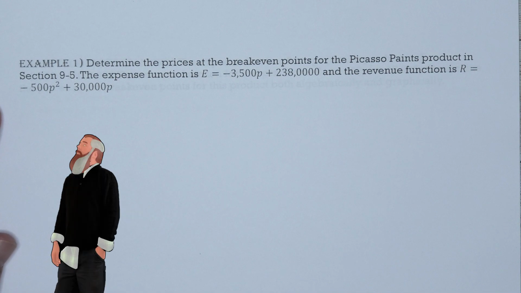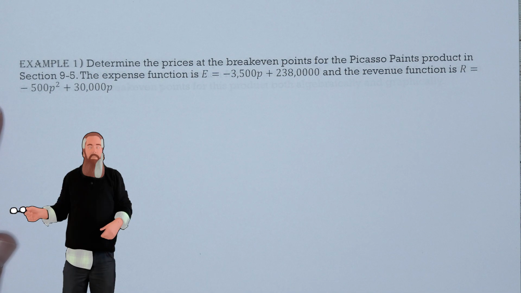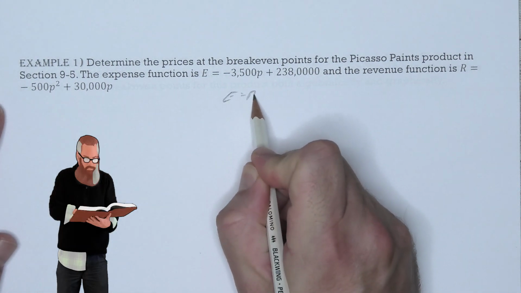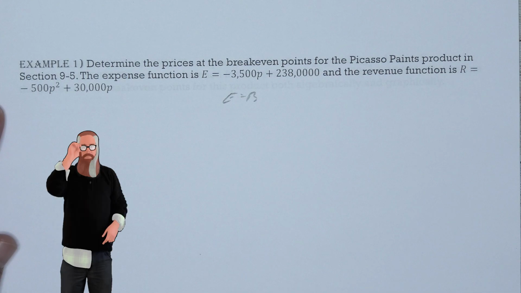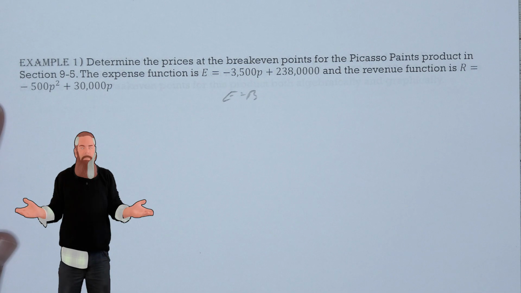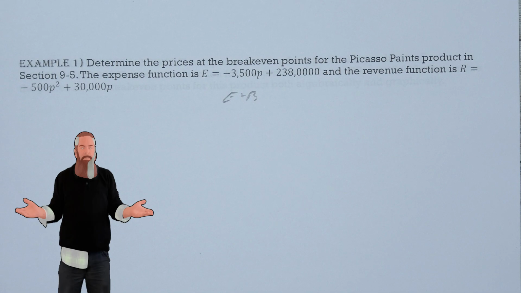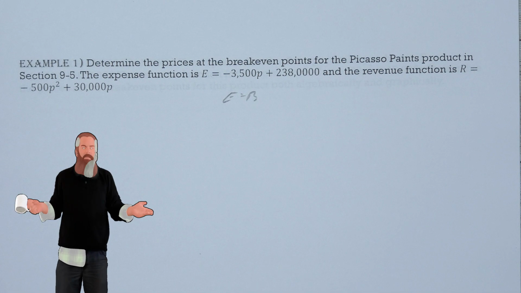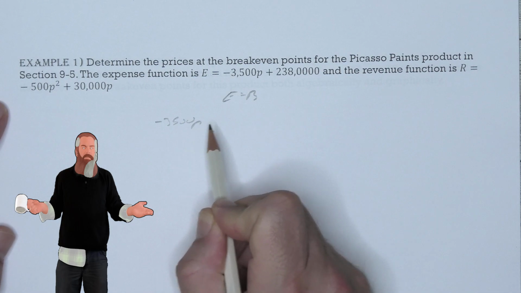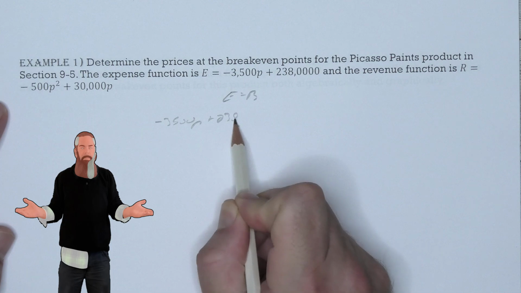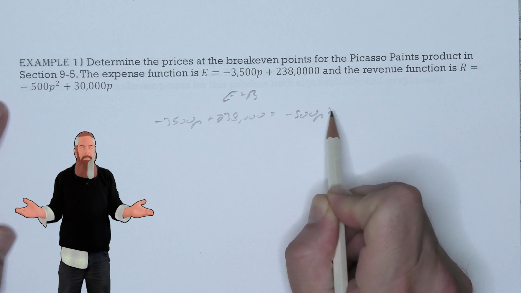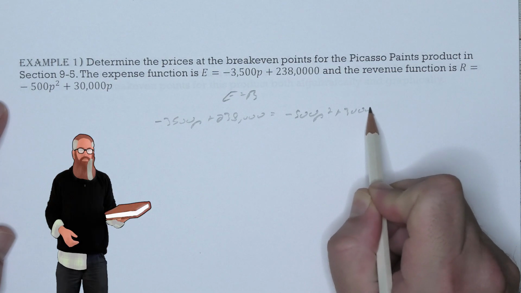To find the break-even points algebraically, you're going to set the expense and revenue functions equal to each other so that E is equal to R. We're going to rewrite the resulting equation with 0 on one side and all remaining terms on the other side. And the quadratic equation is usually written with the leading coefficient being positive. So we get negative 3,500p plus 238,000 is equal to negative 500p squared plus 30,000p.